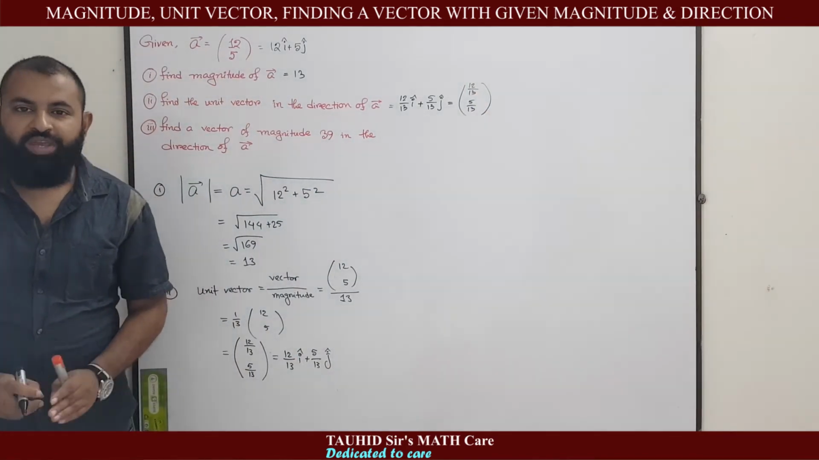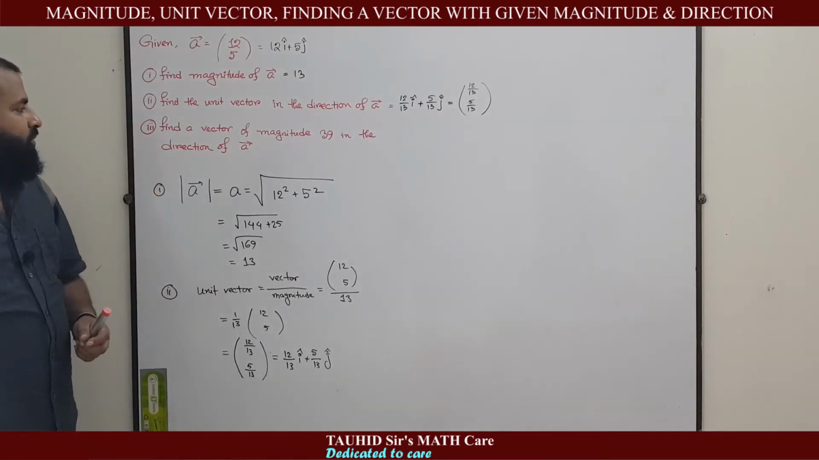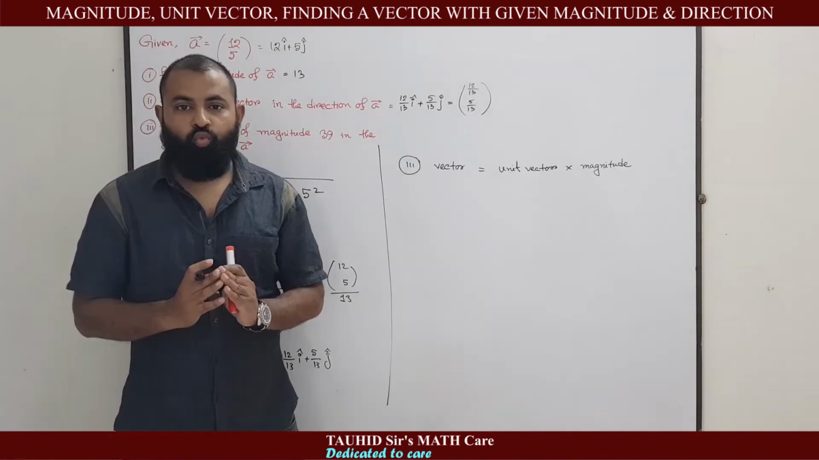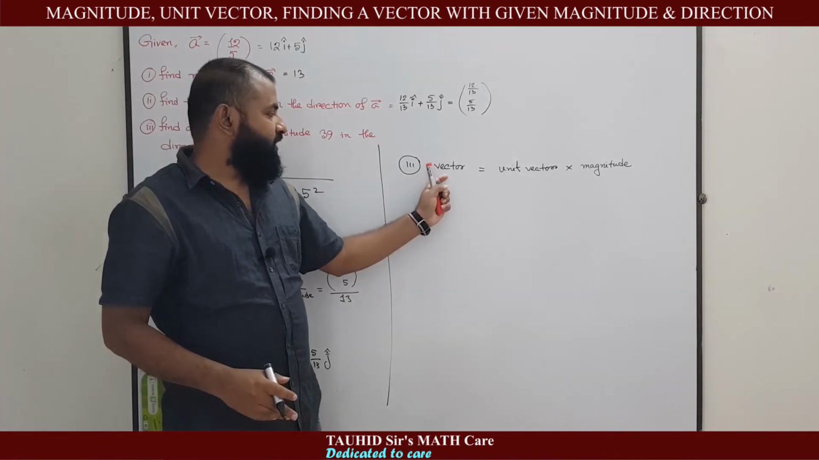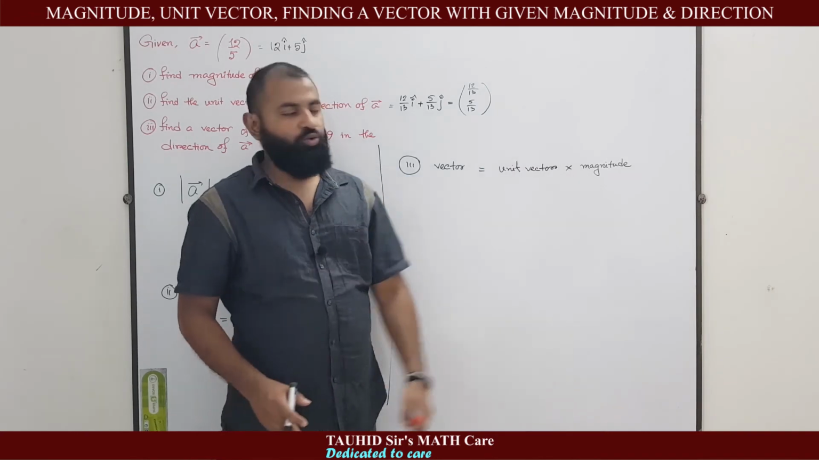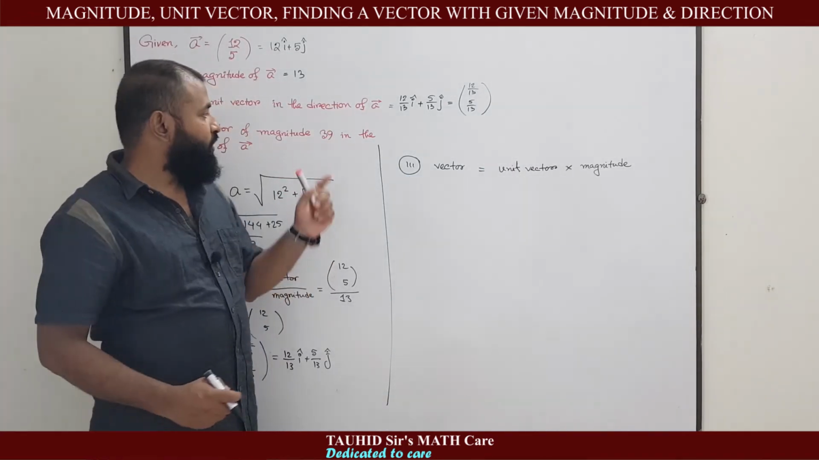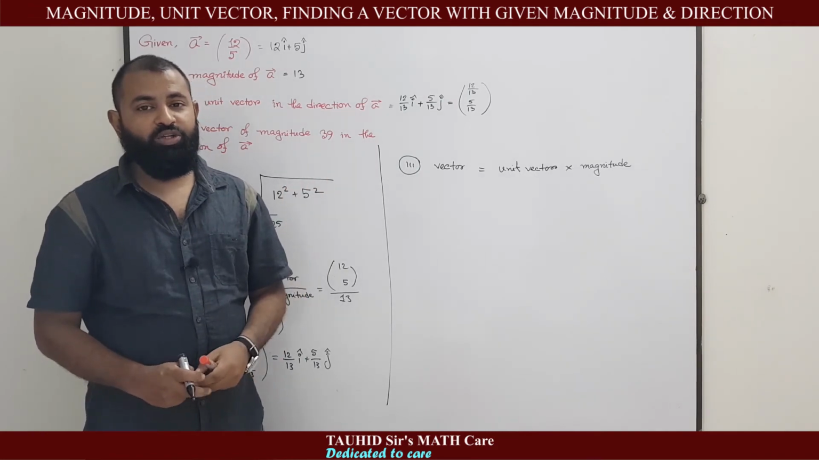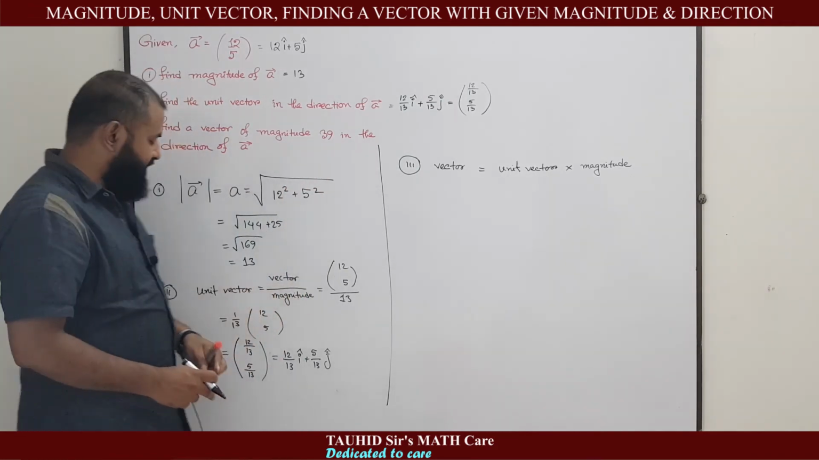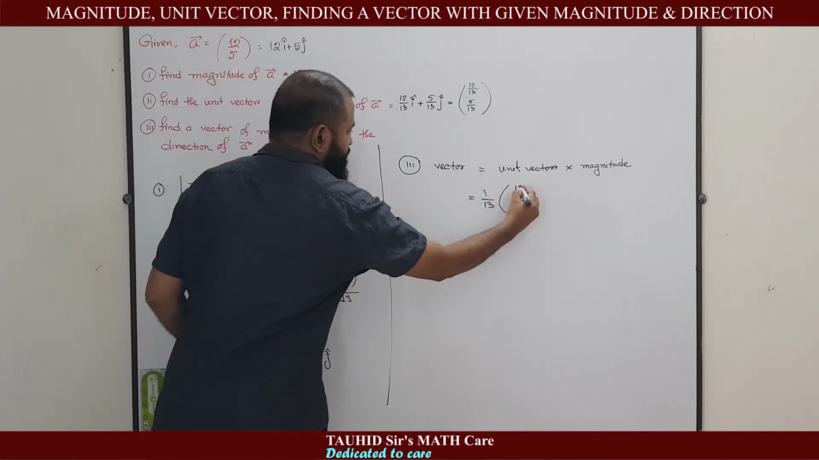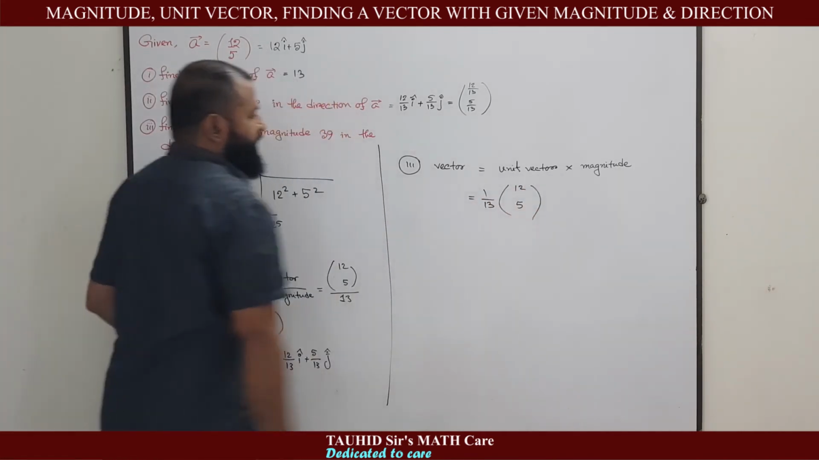Now question number 3. Find a vector of magnitude 39 in the direction of vector A. How to solve this? We know that any vector is its unit vector multiplied by its magnitude. We are given the direction of A, so the unit vector along the direction of A, we found that, and that vector is 1 by 13 times (12, 5).